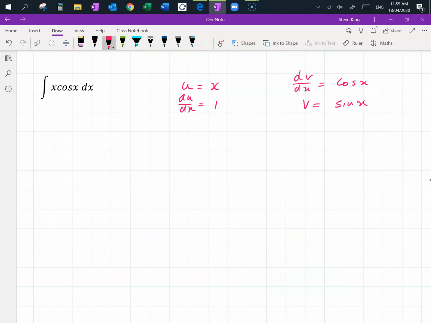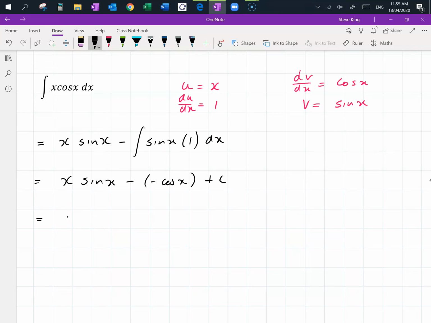So now that we've got those features sorted, we can go back to our integration. There's going to be uv, so u is x, v is sine x, minus the integral of sine x, and then du dx, which once again is 1 dx. First term, I'm not going to deal with anything at this stage, just going to leave it like that. And now I need to look at the integral of sine x. The integral of sine x is going to be minus cos x.